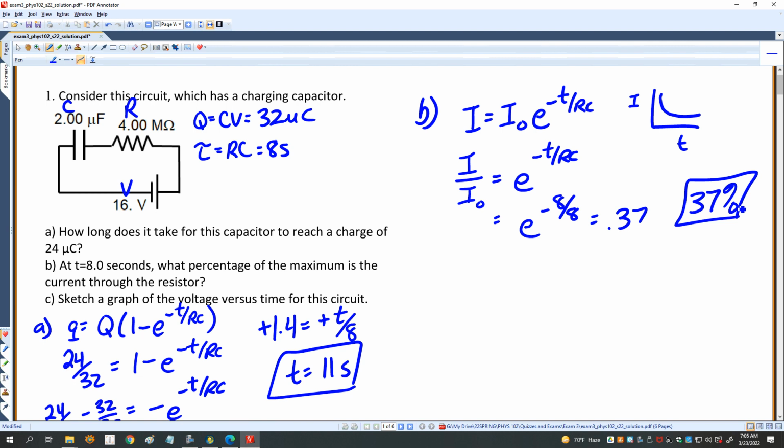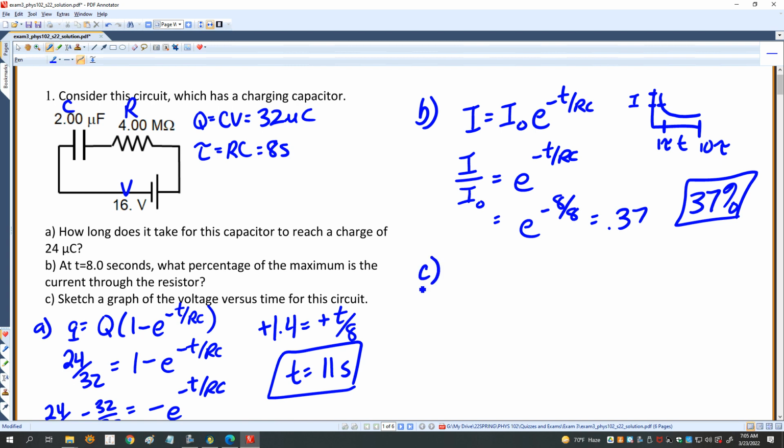So what that means is that at 8 seconds, now this is out at 10 tau. That's when the capacitor is fully charged. So at about 1 tau, which would be right about here, or 8 seconds, that means that right here I'm about 37% down from the maximum current, which as I've drawn this, that's about right. So about a third down from the maximum current.